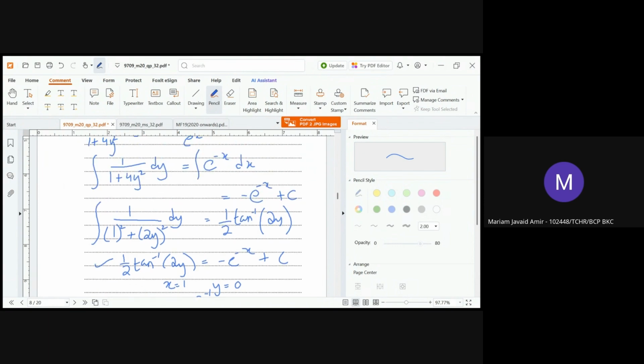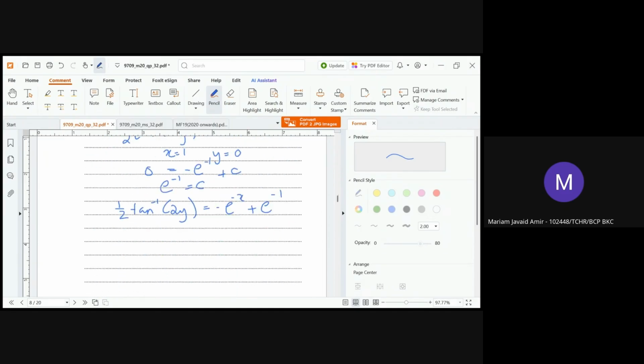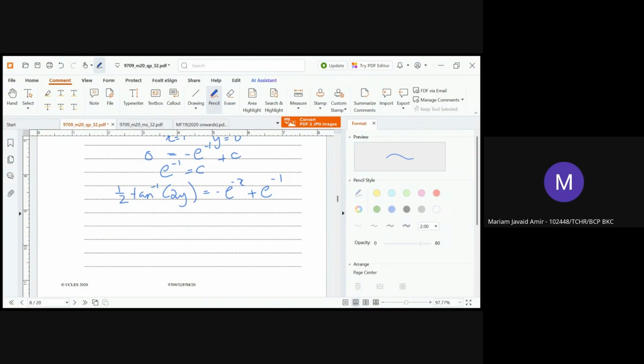Do we need to make something the subject? Solve the differential equation obtaining an expression for y in terms of x. Okay, so we need to make y the subject. So I'm going to send 2 to the other side. So we get negative 2 e power negative x plus 2 times e power negative 1. Then we'll send tan to the other side and we'll get tan of this entire thing. And then you can send 2 to the other side and you'll write divided by 2 or multiplied with half. This would be the answer: y equals half tan of (minus 2 e power minus x plus 2 e power minus 1).